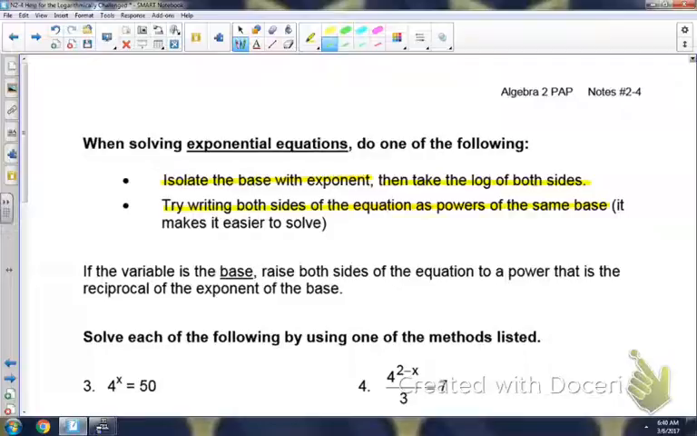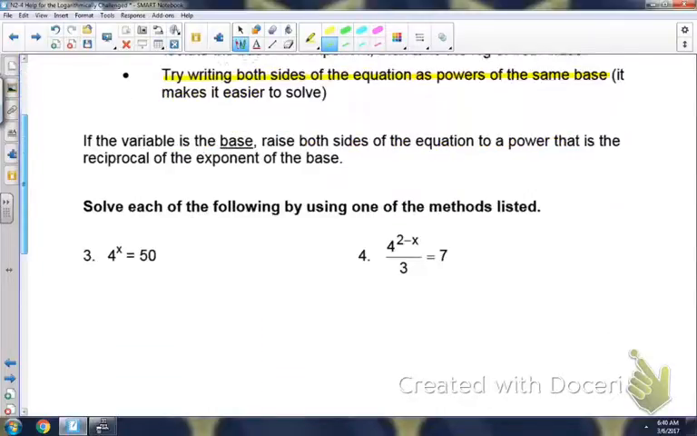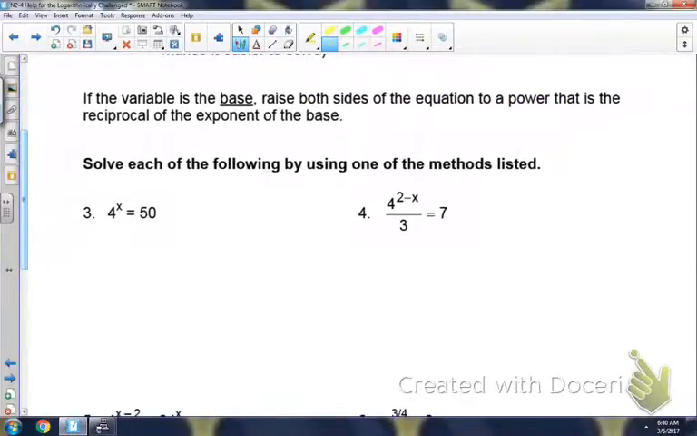It says if the variable is the base, so if x is your base instead of part of your exponent, then you're just raising it to the reciprocal power. We've already gone over that with rational exponents. So we're going to solve each of the following using one of the methods listed above.